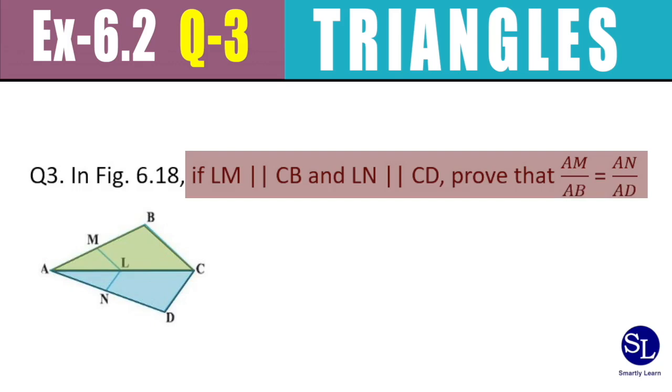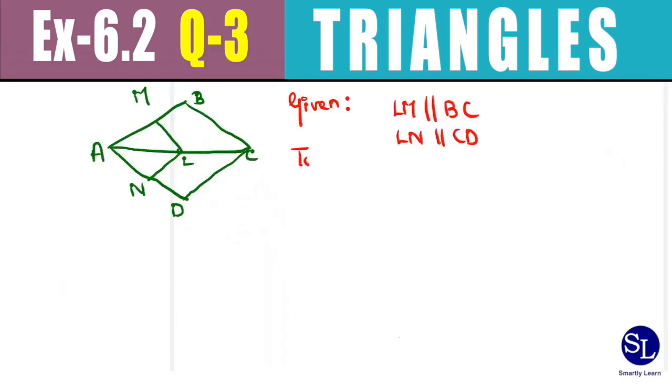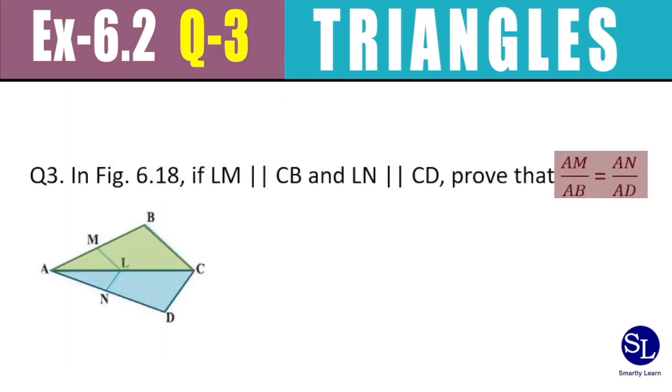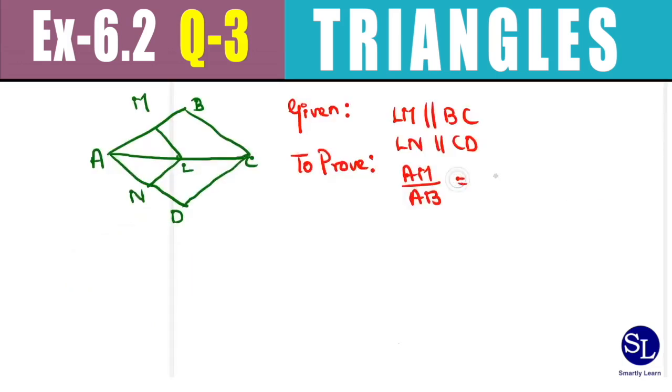Now what is expected from us is to prove this. So let us note that in the title, to prove. When you say to prove, we are supposed to prove that AM divided by AB is equal to AN divided by AD. This is what we are expected to prove in this case. Now comes our proof. Let us see how we are approaching this problem.